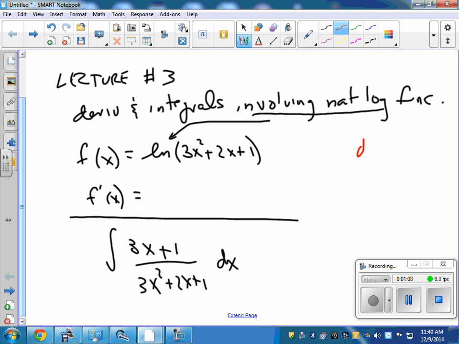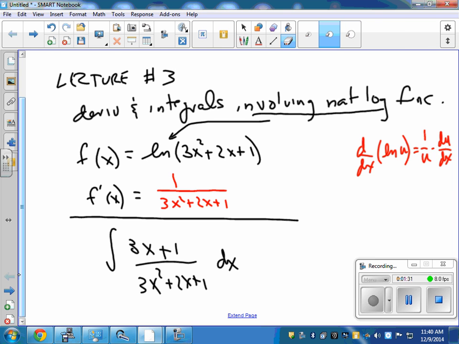The derivative with respect to x of the natural log of u is going to be 1 over u, and then use the chain rule, du dx. Dealing with this one, you can easily write down 1 over u, 3x squared plus 2x plus 1, and then follow that by the derivative of 3x squared plus 2x plus 1, which would be 6x plus 2. And you'd be done. There's no simplification that goes on. You're finished with that problem.